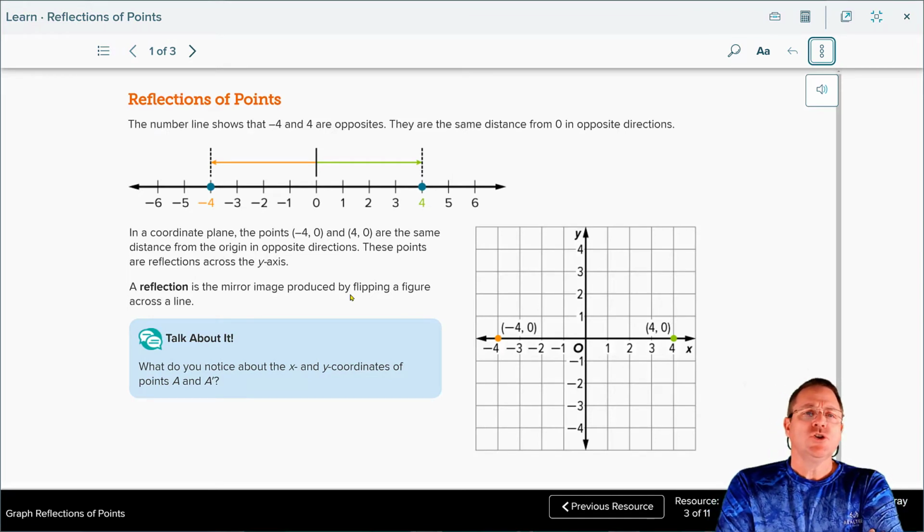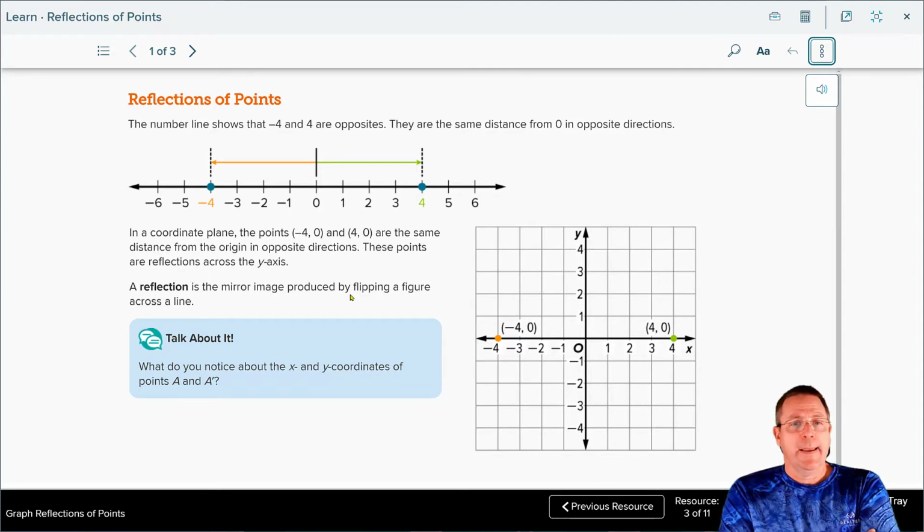The number line shows you that -4 and 4 are opposites. They are the same distance from 0, but on opposite sides. The coordinate plane points (-4, 0) and (4, 0) are the same distance from the origin in opposite directions. These points are known as reflections across the y-axis.